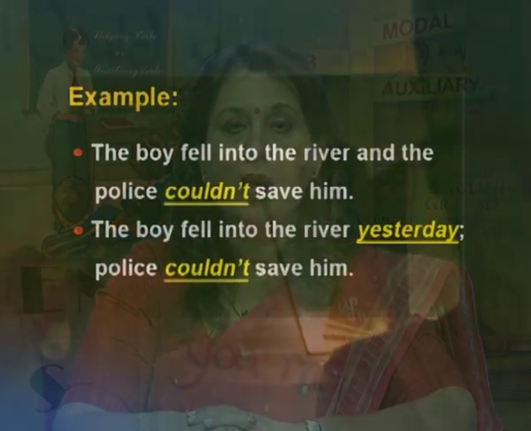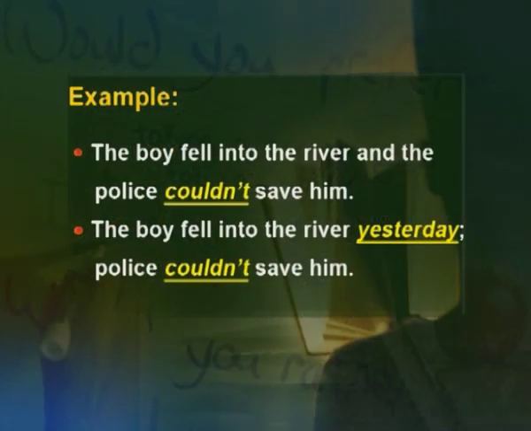Let us understand that by an example. The boy fell into the river. The police couldn't save him. The boy fell into the river yesterday. The police couldn't save him. So, in both the general actions and the specific actions, couldn't is used, but in specific actions, could can be used, and was able to or managed to could be used.